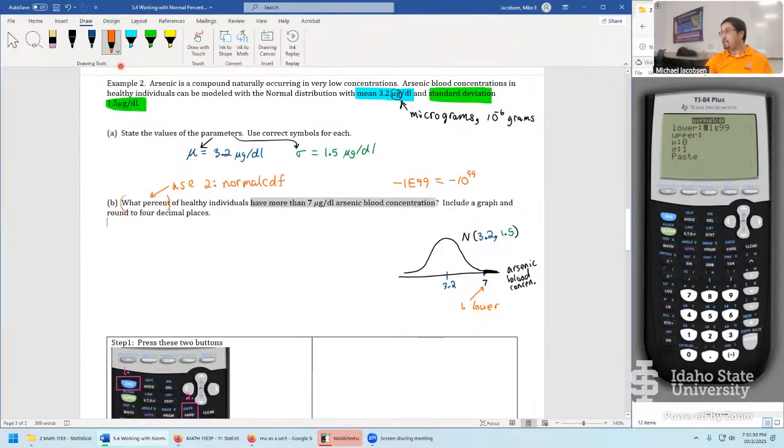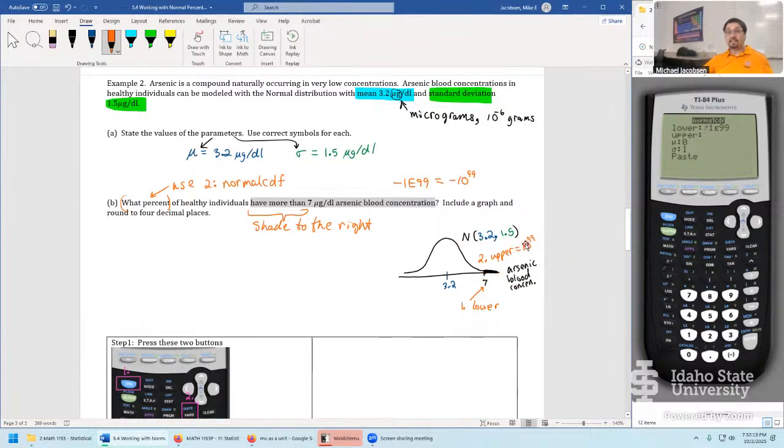When it said more than, that means we shade to the right. So that's what we did with the shading here, kind of in bold. But it didn't say between 7 and 15. If it did, we would have had an upper bound of 15. If it just says strictly more than, that implies input 2, the upper, equals 10 to the power 99. We put in just the largest supported number in the calculator because that area goes to the right forever.